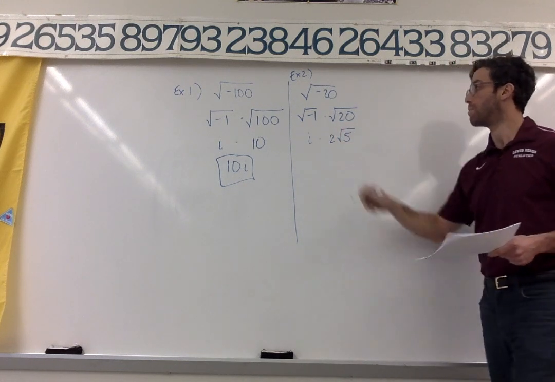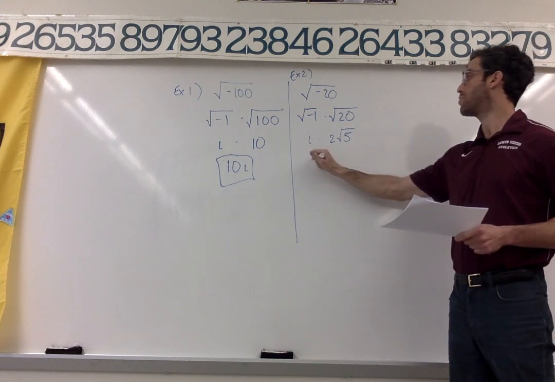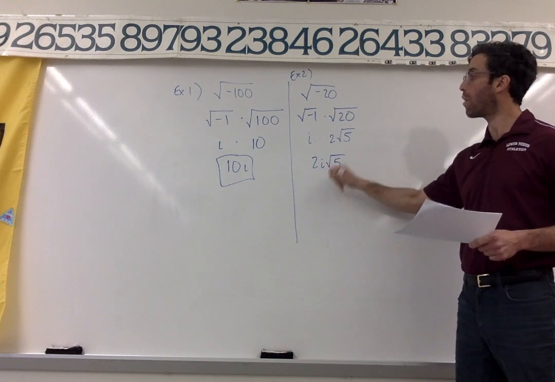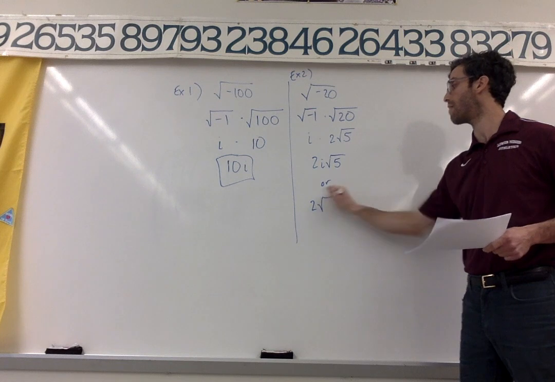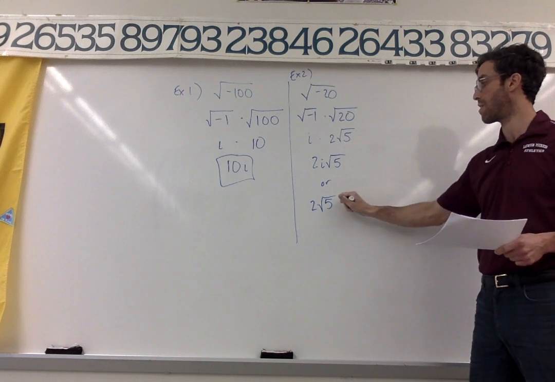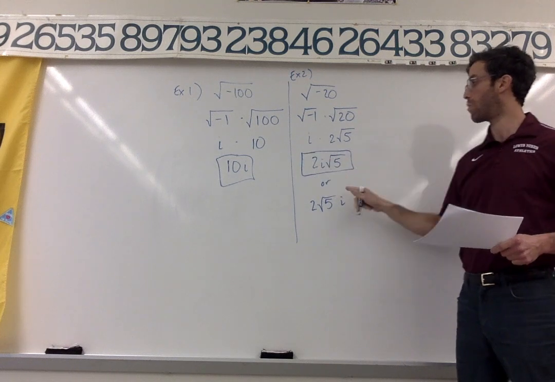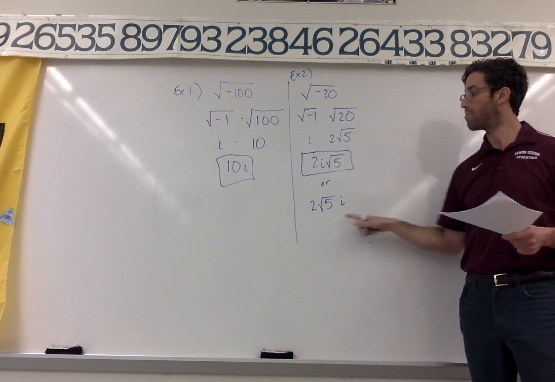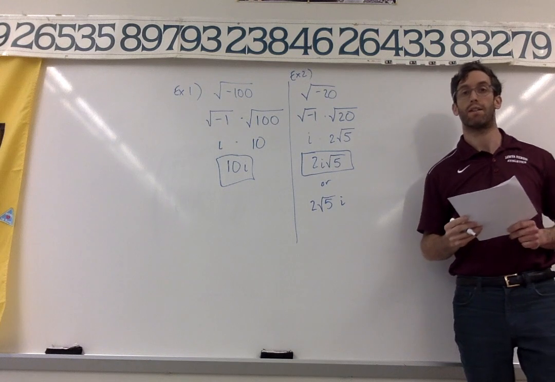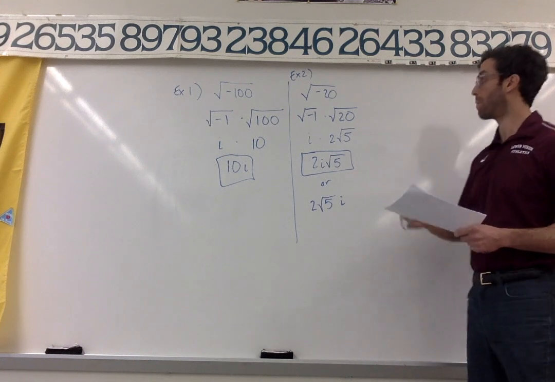And this is usually written as 2i root 5, or you can write it as 2 root 5, and then outside the square root, write an i. You'll probably see me use this more than this, but this is also a common way to write this simplified answer.